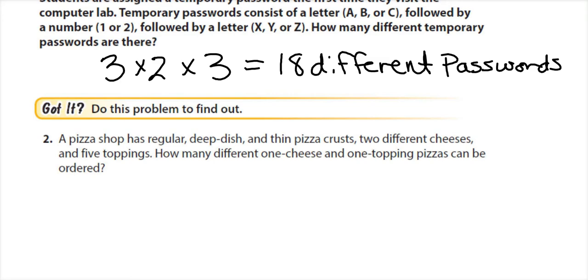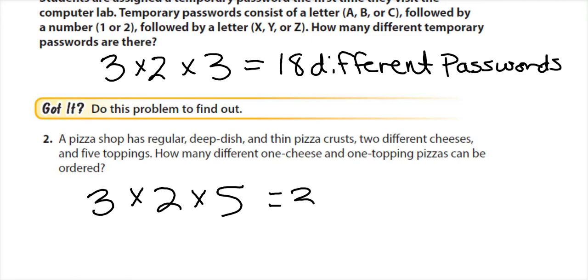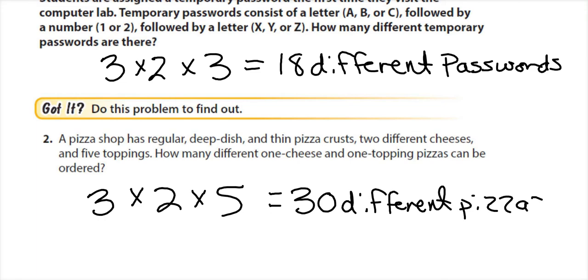All right, so we have regular, deep, and thin, so there's 3 types of crusts. There's 2 different types of cheeses, so that's times 2 then. And then we have 5 toppings, so that's times 5. So 3 times 2 times 5, so that's 6, and then times 5 would be 30. So we have 30 different pizzas. All right.